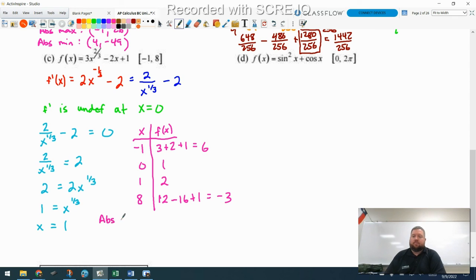So my absolute min is negative 3 at x equals 8. And my absolute max is 6 at x equals negative 1.